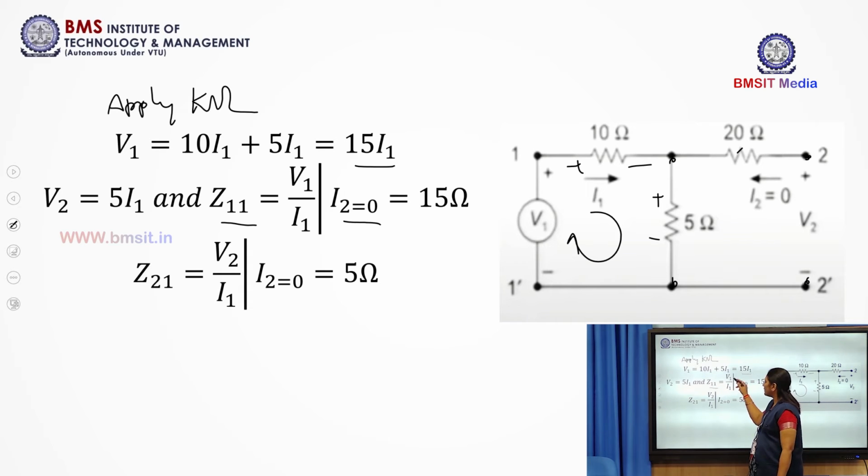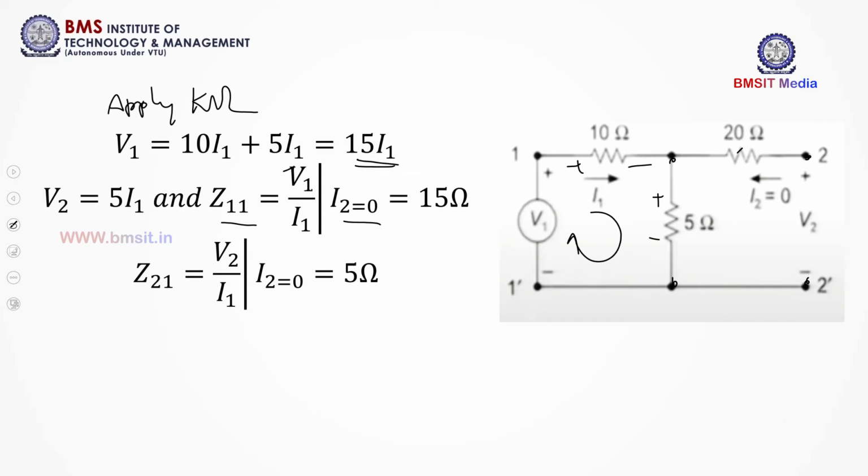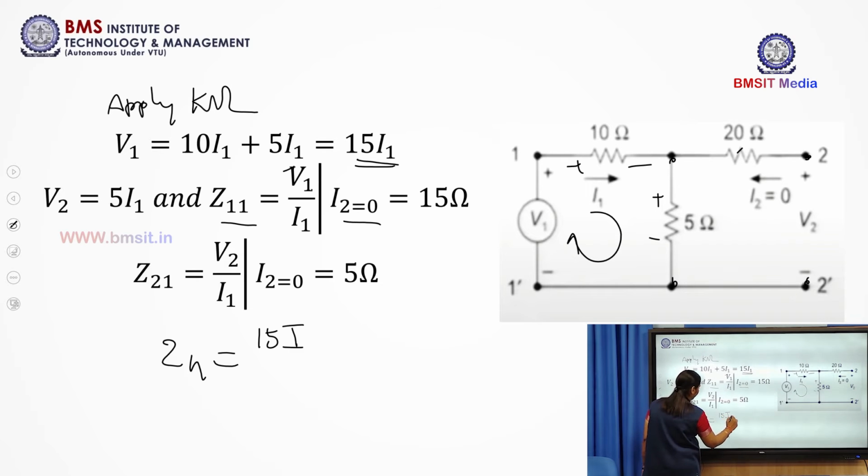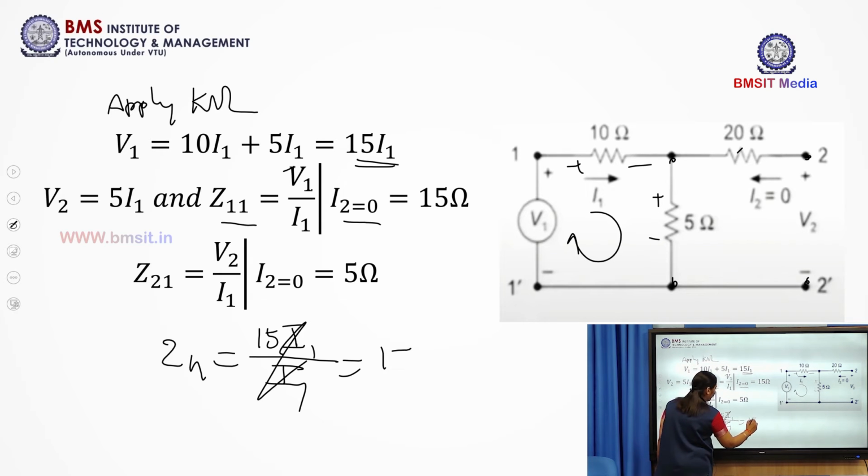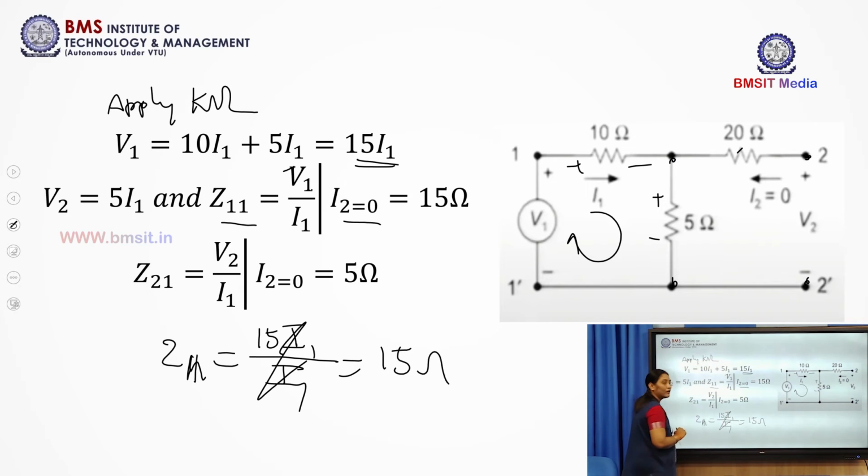So the first parameter Z11 will be equal to V1 by I1. We know V1 is 15 into I1, so let me substitute V1 as 15 into I1, and in the denominator we have I1. So, I1 gets cancelled, and we have 15 ohms as Z11.